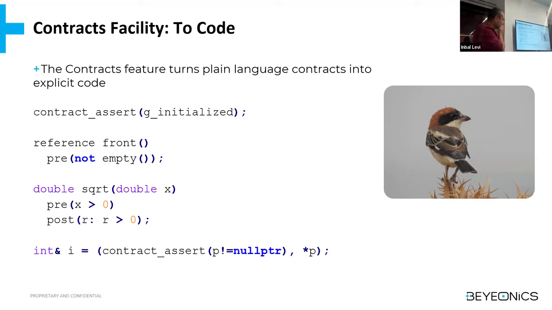I will take the star of P, but you're using contract assert as an expression. Yes. So it means you could put it in an if statement as well. So it means it has some value. No, you can't put it in an if statement. What's the type of contract assert? No, it doesn't have any value. Contract assert doesn't produce any value.